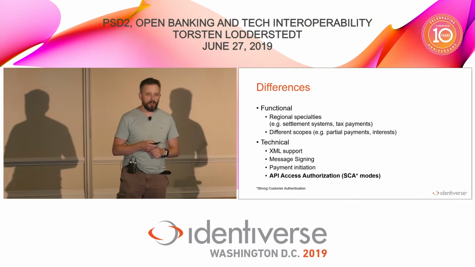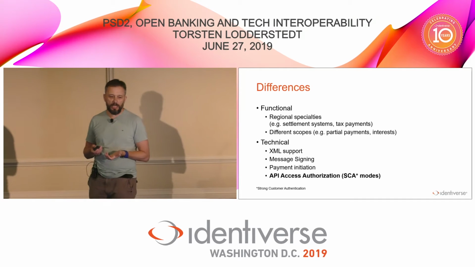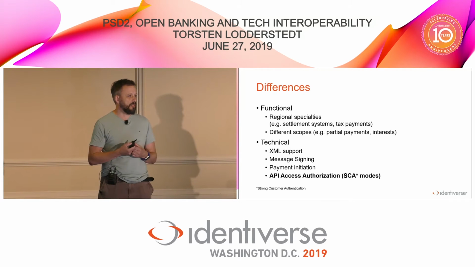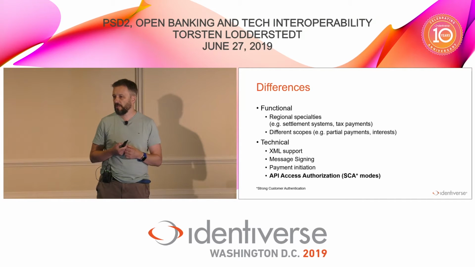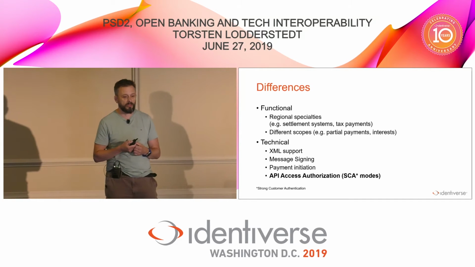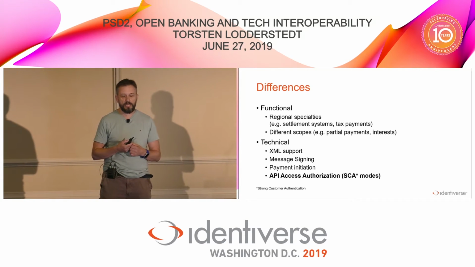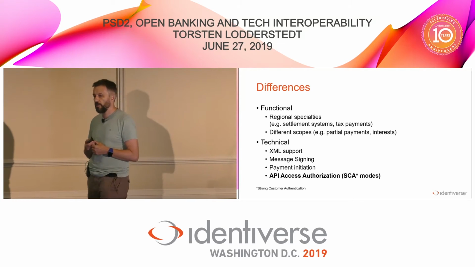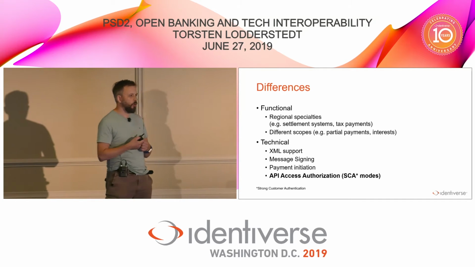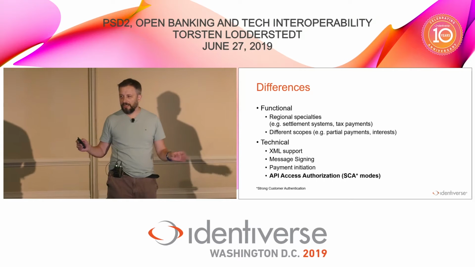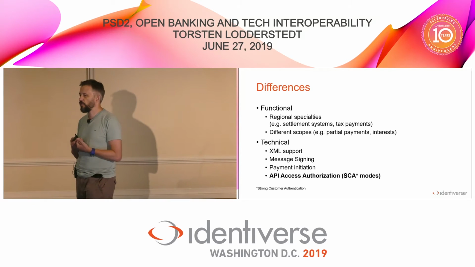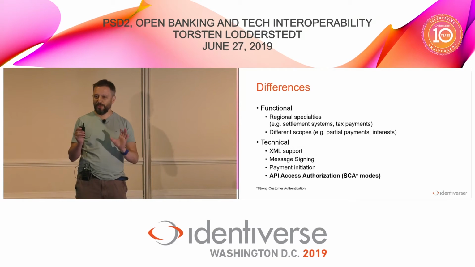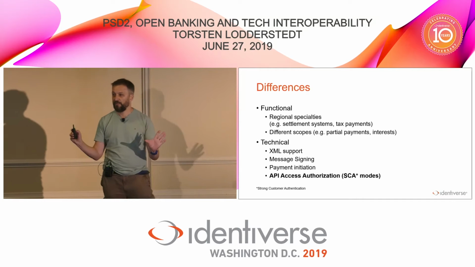The differences? Well, there are regional specialties. I'm not a payment expert, but I learned a bit in the course of this activity. So there are different settlement systems. The UK has a local payment settlement system. Poland has a local payment system. So there are differences from a functional perspective. And from a technical perspective, we also see APIs that utilize XML. We have all sorts of message signing. And we still need to see that these message signing mechanisms can be used in a robust and reliable way.